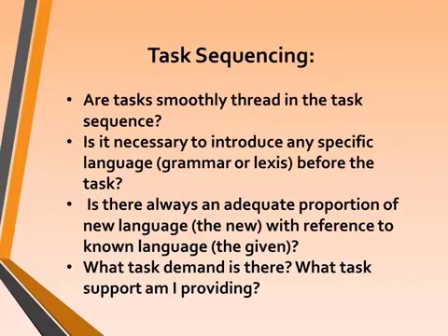Then, is there always an adequate proportion of new language, that is the new, with reference to known language, that is the given? Is there an adequate proportion? Is there too much new language that would make it difficult for the student to be able to take in the language and then produce it? And then the last, what task demand is there? What task support am I providing? How am I supporting students' learning, students' understanding, and eventually producing the language?